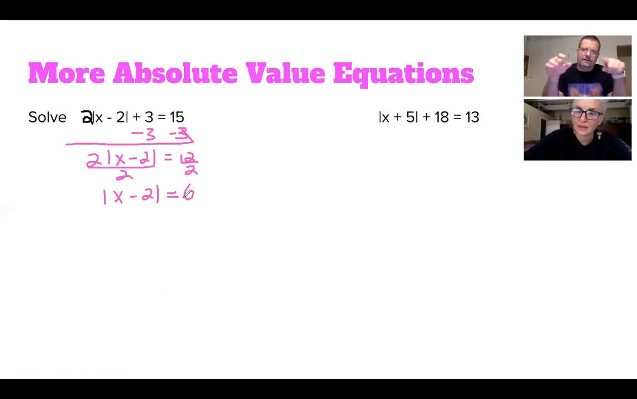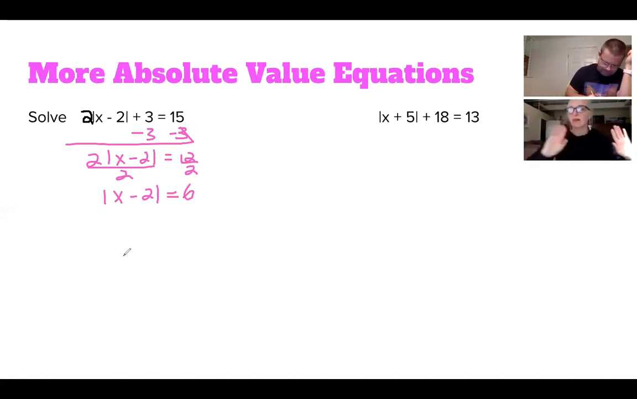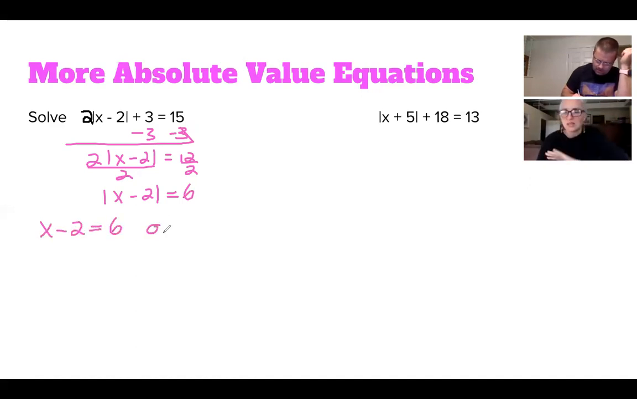Don't split until it's all alone. And then you should be able to think in your head, the distance is equal to 6. As soon as you can think the distance is equal to 6, then you can say, okay, now it's got to be -6 and 6. That first line, you don't have a distance yet. You have 2 times the distance plus 3. That's crazy sauce. Get absolute value by itself first.